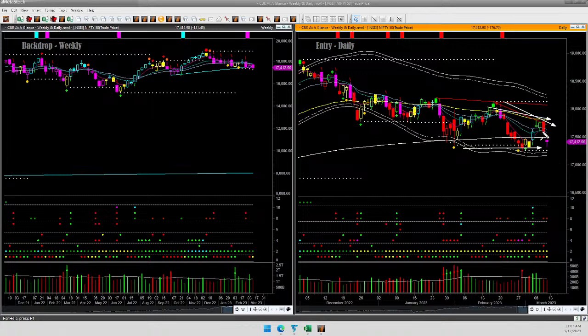Friday had a gap down open, big gap down. However, it closed with a long lower tail. That is a pattern that I don't want to short.